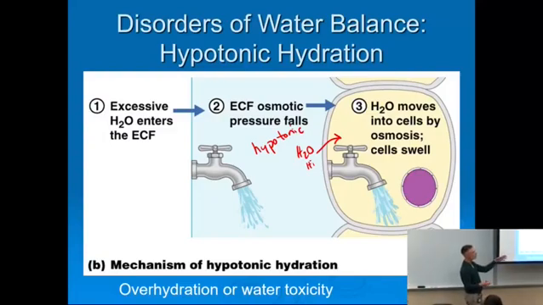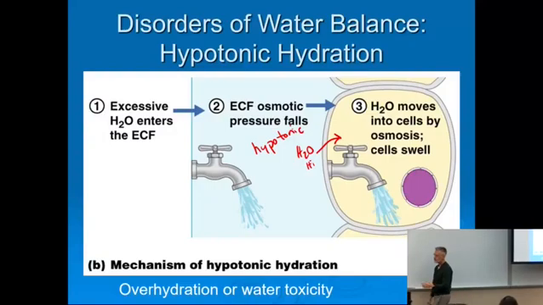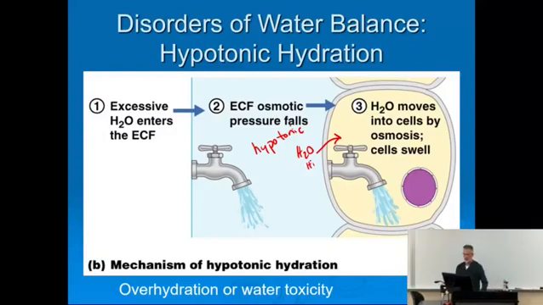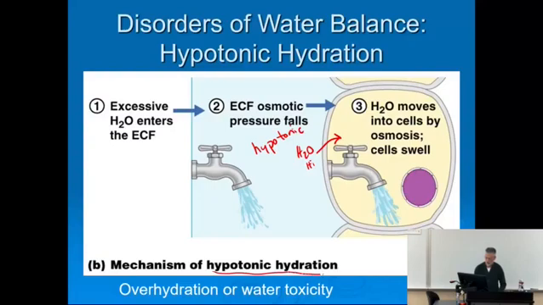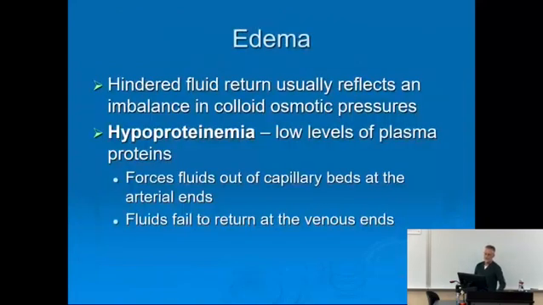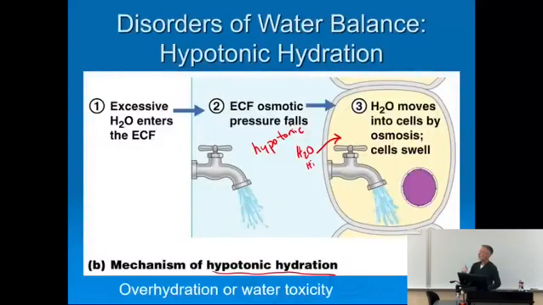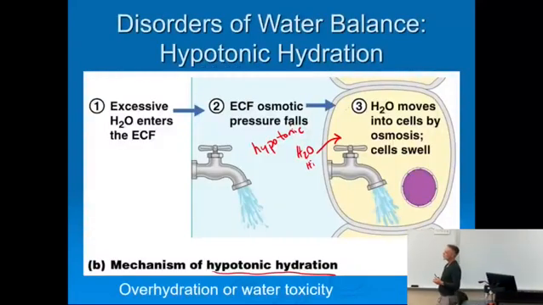And in some cases, if those cells can't get rid of the water quick enough, they may swell up and actually burst or lyse. So you can actually lose cells. You can have cell death based on hypotonic hydration, right? It's called overhydration or water toxicity. And that's happened before. People have actually died from that. There are stories about that.